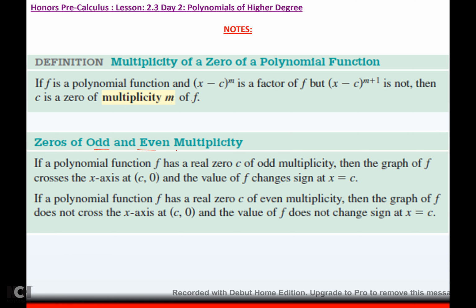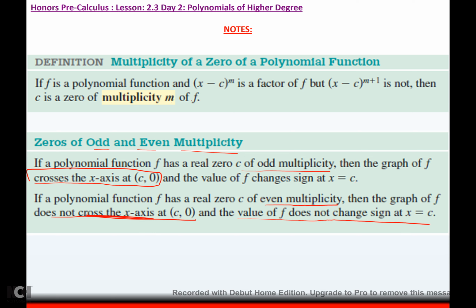Zeros of odd and even multiplicity. If a polynomial function f has a real zero c of odd multiplicity, then the graph of f crosses the x-axis at (c, 0), and the value of f changes sign at x equals c. In other words, the function value changes. If a polynomial function f has a real zero c of even multiplicity, then the graph of f does not cross the x-axis at (c, 0), and the value of f does not change sign at x equals c.